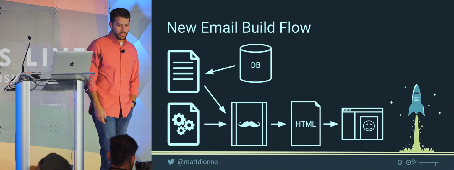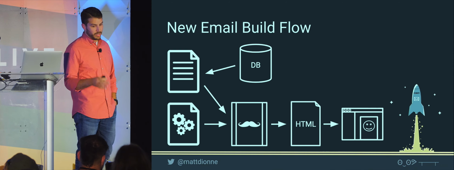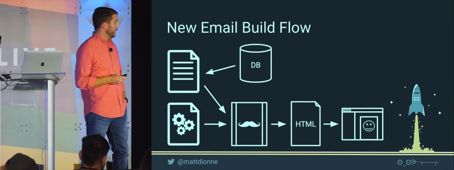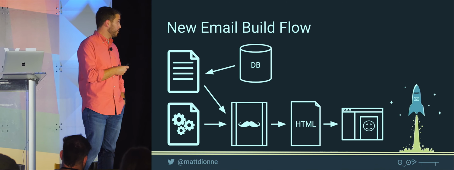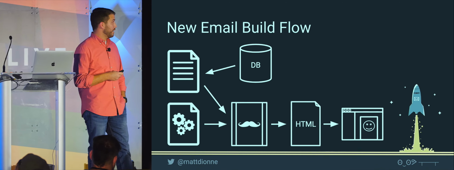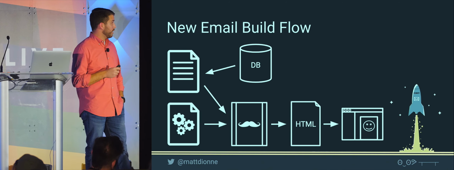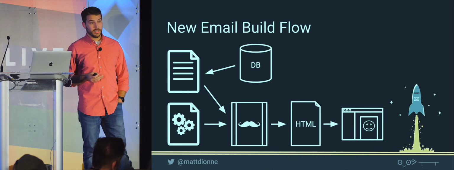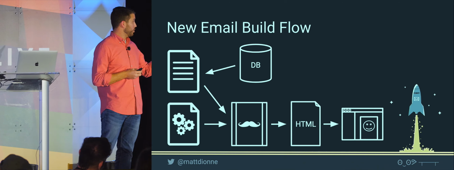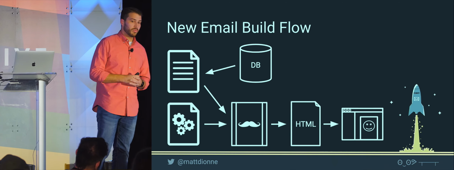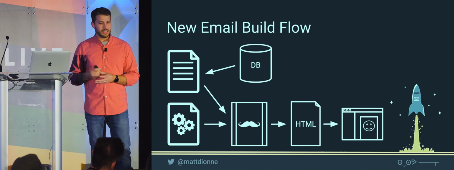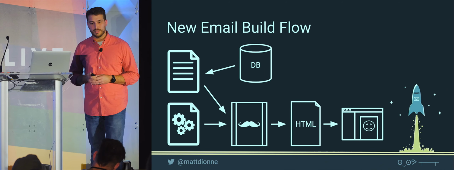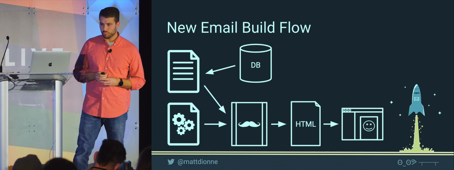So a new email build flow would look something like this, where you've got your document and your template, your database, your editor, whatever you have, interfaces directly with the document itself, and then nothing gets rendered until it gets time to be sent. And so you do your manipulation of your document with your database, and then that stuff gets sent to the renderer, which outputs the HTML, and then sends on the fly.